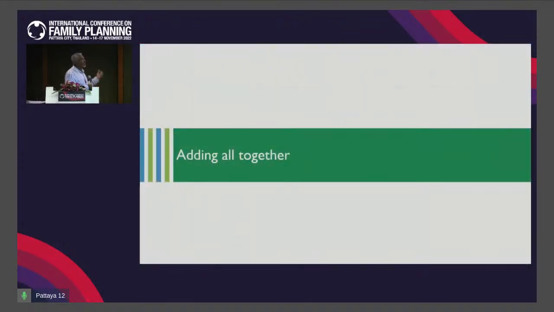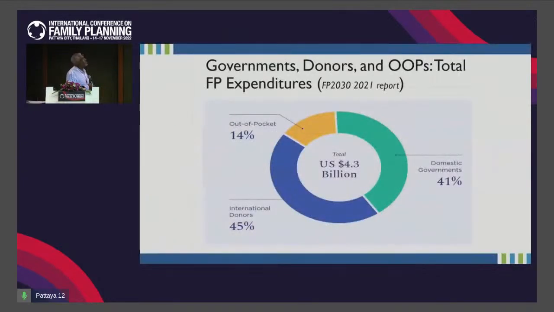Adding all together, we're talking about the government expenditures, the donors' expenditures, and the out-of-pocket. I've used last year's report. I did not want to preempt December 1st of this year and our friends here. That's what Yassine told me, but I missed that. So I used last year's report just to show you a little bit of what we have in terms of total expenditures on family planning. The total is 4.3 billion.